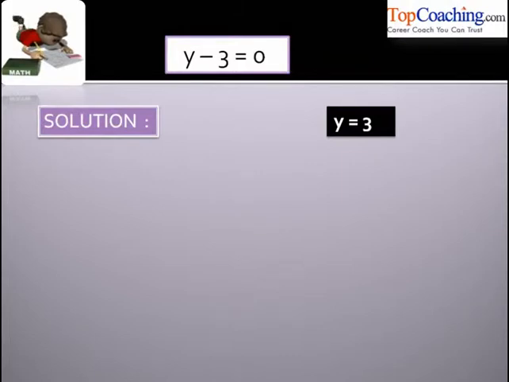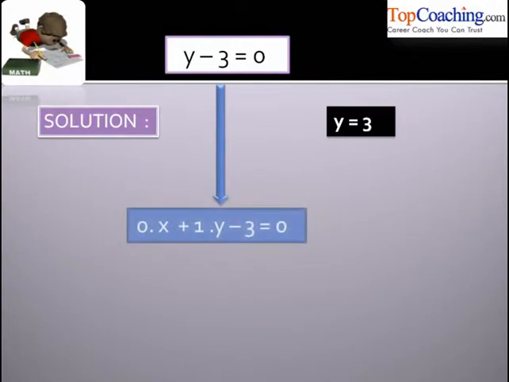Now we can convert this one variable equation into a two variable equation, as we can write it as 0 into x plus 1 into y minus 3 equal to 0. So we have converted this one variable linear equation into a two variable linear equation.